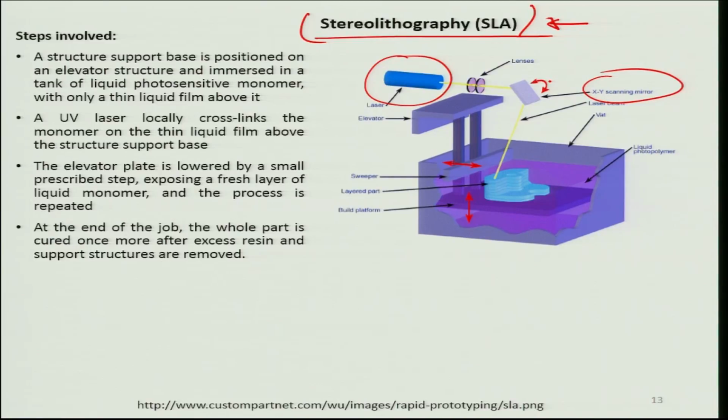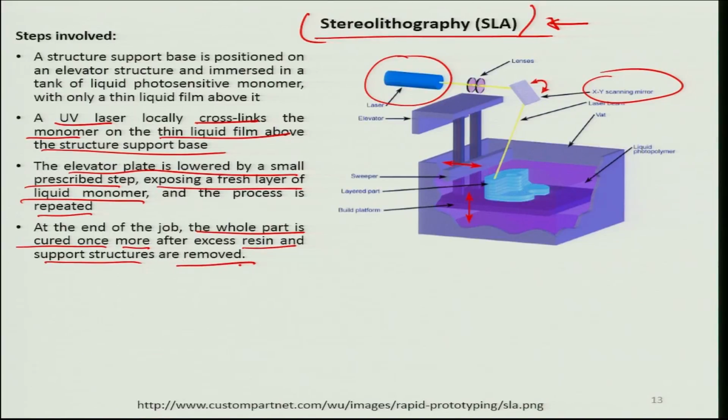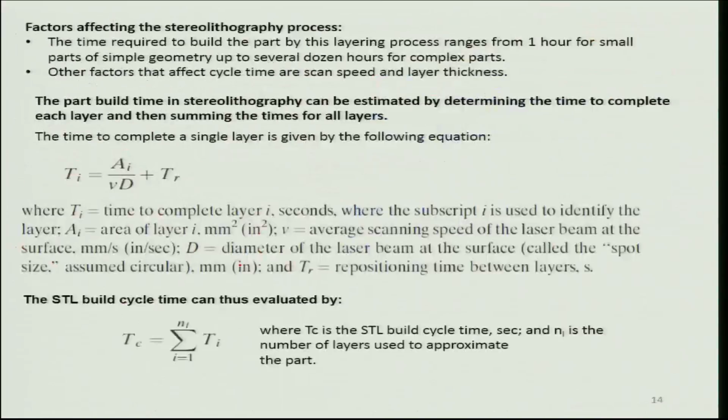The UV light or UV laser is cross linking the monomer on the thin liquid film above the structure and support base, and the elevator plate is lowered by a small prescribed step, exposing a fresh layer of the liquid monomer, and the process is repeated like this. At the end of the job the whole part is cured once more after excess resin and the support structures are removed from it. That is how you do layer by layer printing.